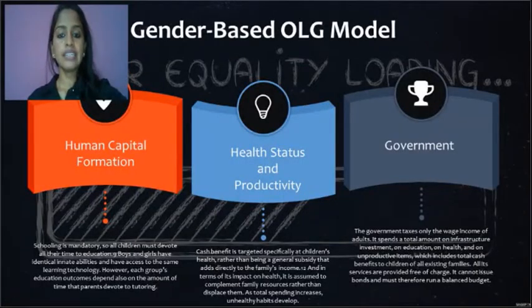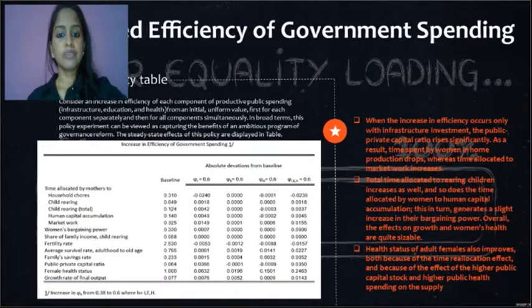As you can see, here is the gender-based OLG model, which will be dependent on human capital formation, health status, productivity and government. Now let's move on to some experiments that have been done, and one is improved efficiency of government spending. When the increase in efficiency occurs only with infrastructure investment, the public-private capital ratio rises significantly. As a result, time spent by women in home production drops, whereas time allocated to market work increases. The graph on the right side shows these statuses.